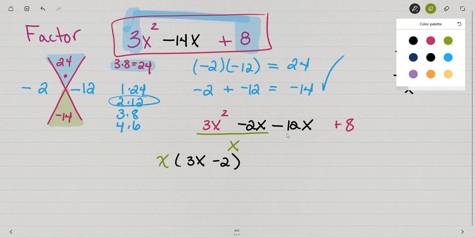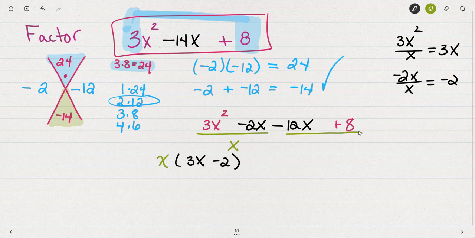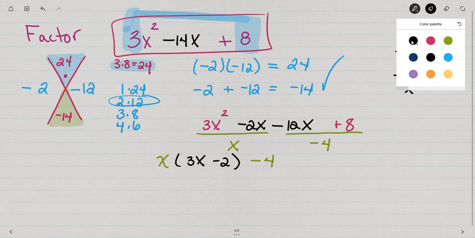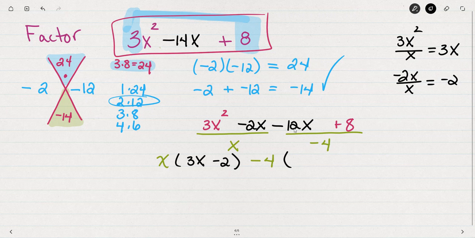And then the second pair, negative 12x plus 8. Those are both divisible by a negative 4. So I'll do negative 4 into negative 12x is positive 3x. Here's what I'm thinking. Negative 12x divided by negative 4 is a positive 3x.